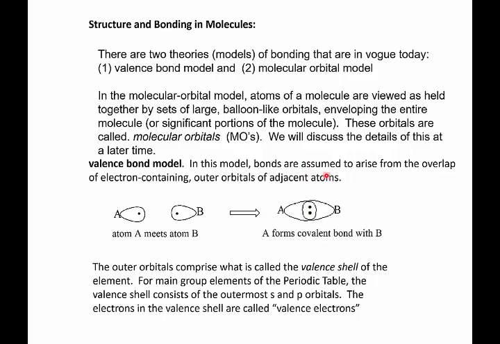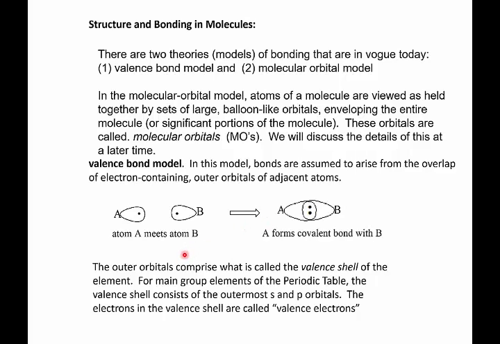In this model, bonds are assumed to arise from the overlap of electron-containing outer orbitals of adjacent atoms. So we have atoms A and B, and their outermost electrons, the orbitals containing those outermost electrons. Well, when they get close enough together, those outer orbitals basically overlap. The total of the two electrons will reside largely in that overlapping region, and thus we form a bond. That's called a shared electron pair bond, or technically called a covalent bond.